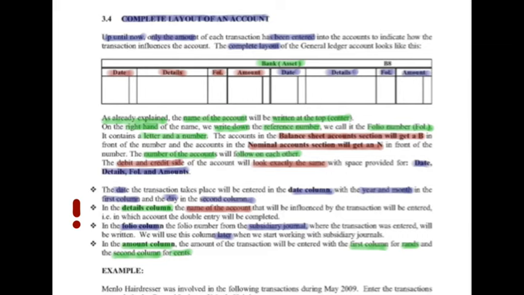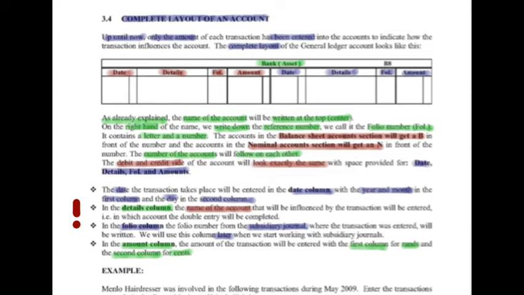It just starts at 1 and goes in numerical order until you get to 8. Therefore, if it's a balance sheet account, it will start with a B. If it's a nominal account, it will start with an N. So the numbers of the accounts will follow on each other.